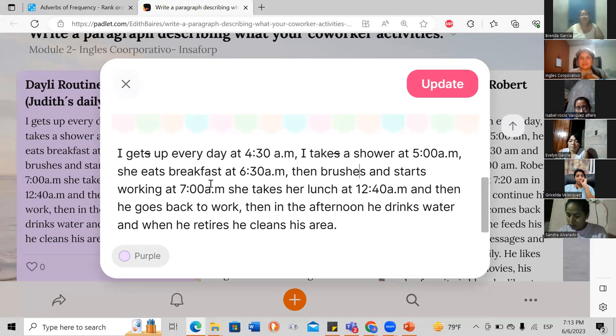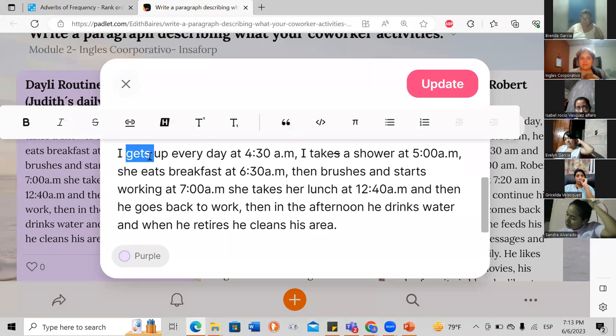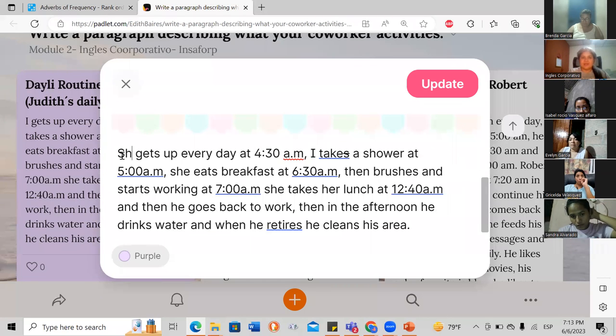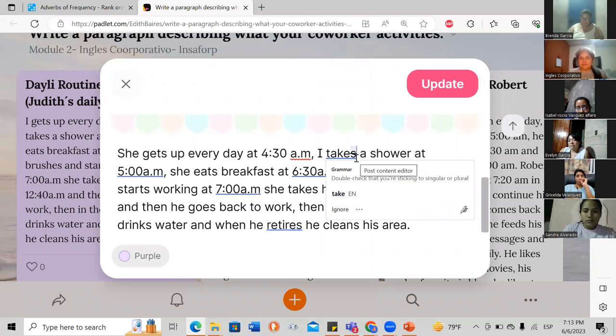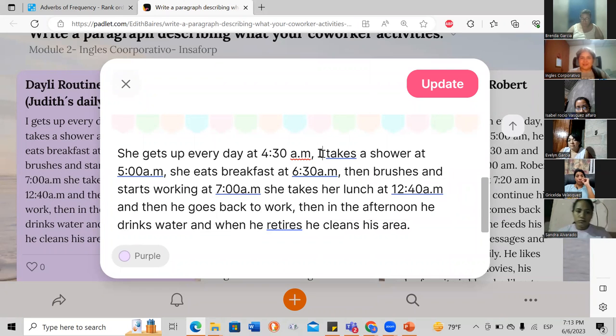Y luego dice she eat. Aquí sí. Okay. Entonces aquí hubo un error. Sí, teacher, me equivoqué. Es que yo estaba hablando de ella. Y entonces ahí sería she. Okay. Vamos. Sorry. It's okay, no problem.